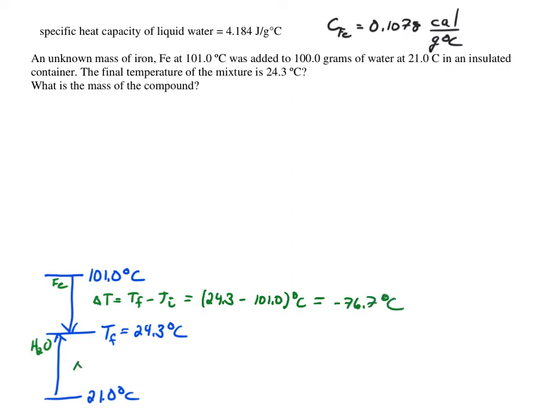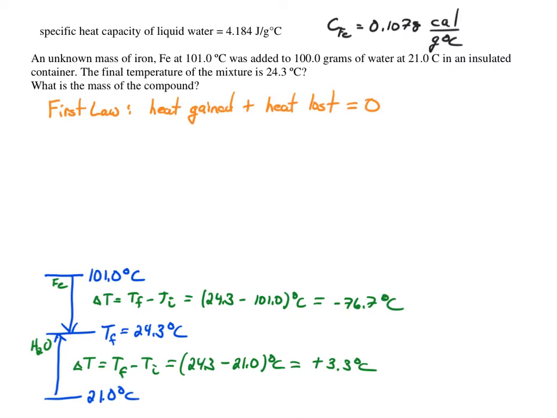Now for water, we still find delta T as TF minus TI. The final temperature is 24.3. The initial temperature is 21. So we have a delta T for water as a positive 3.3 degrees C. So now we have delta T for the water bath and the delta T for the initially hot piece of iron metal. We can apply the first law of thermo.